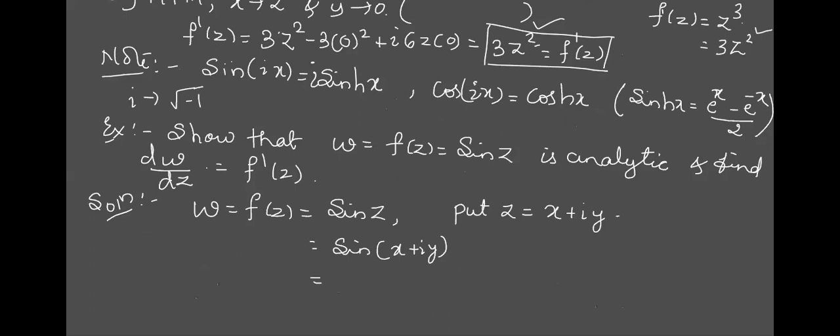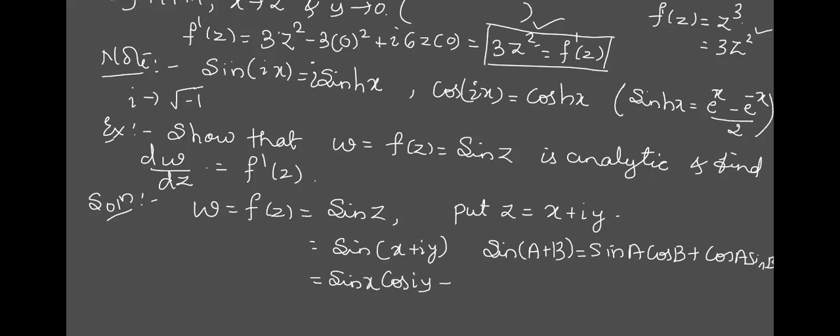I want u plus iv is my intention. Can I write now u and v here? Surely no. What can we apply? Sine of A plus B. Very good. What is the compound angle formula? Sin A cos B plus cos A sin B. Very good. My A is x and B is iy. So it is sin of A cos of B plus cos of A sin of B.